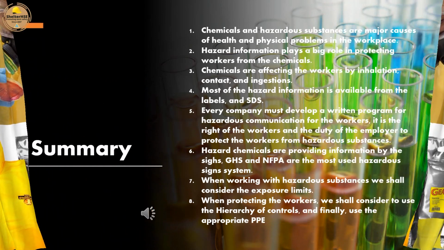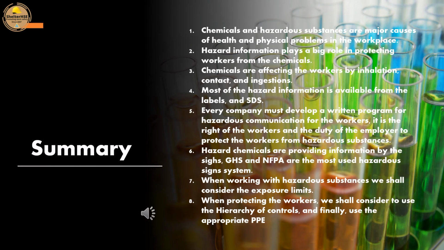Chemicals and hazardous substances are major causes of health and physical problems in the workplace. Hazard information plays a big role in protecting workers from the chemicals. Chemicals affect the workers by inhalation, contact, and ingestion. Most of the hazard information is available from the labels and SDS. Every company must develop a written program for hazard communication for the workers. It is the right of the workers and the duty of the employer to protect the workers from hazardous substances.